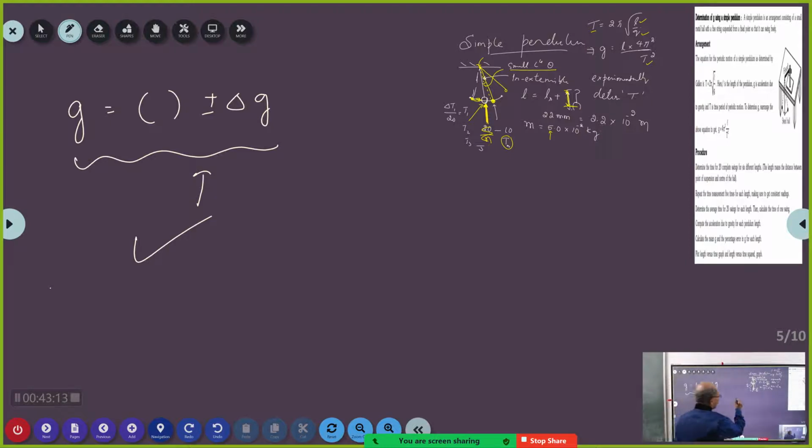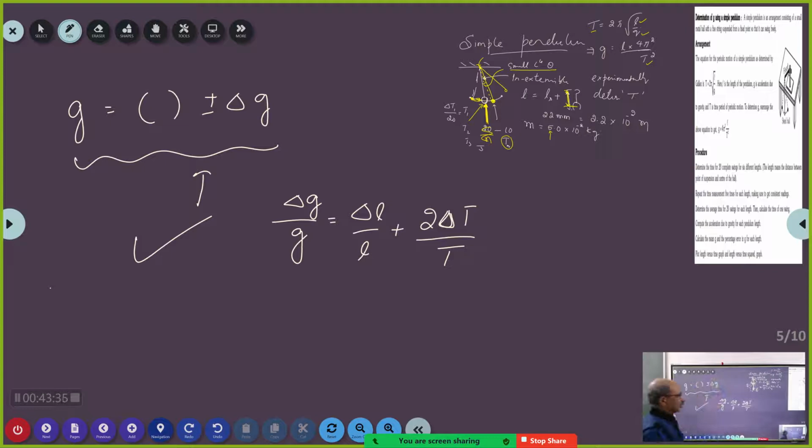So here you see, after finding T, your final calculation part will be like this. Delta g by g is equal to delta L by L plus 2 delta T by T. Hello, are you with me? So here you see what is delta L by L.